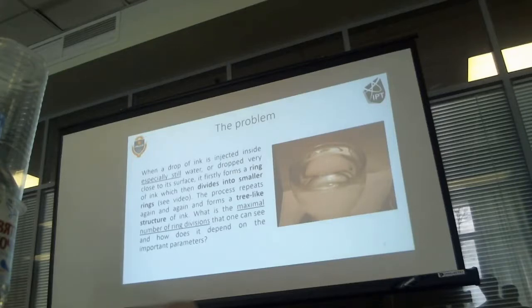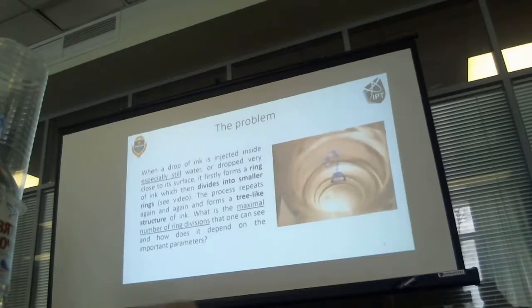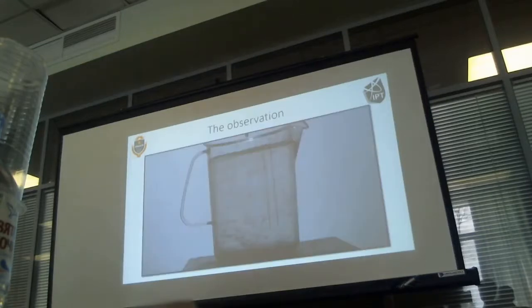The drop of ink is ejected into especially still water, or dropped very close to its surface. Then it divides into smaller rings. The process repeats, and the tree-like structure of ink is formed. We were asked to estimate the maximum number of ring divisions which can be observed in our system. Here you can see the process of ink tree formation.